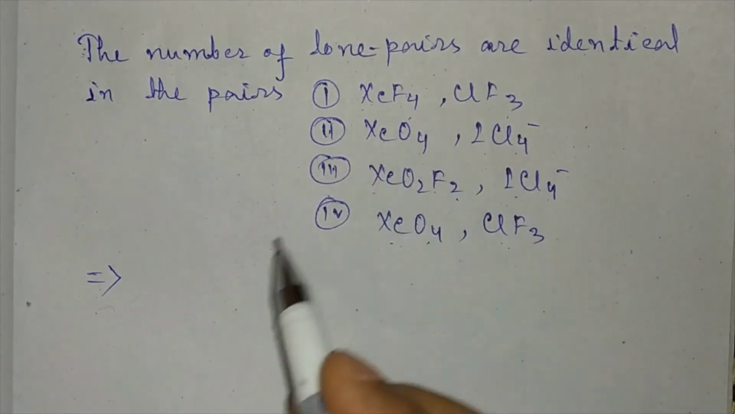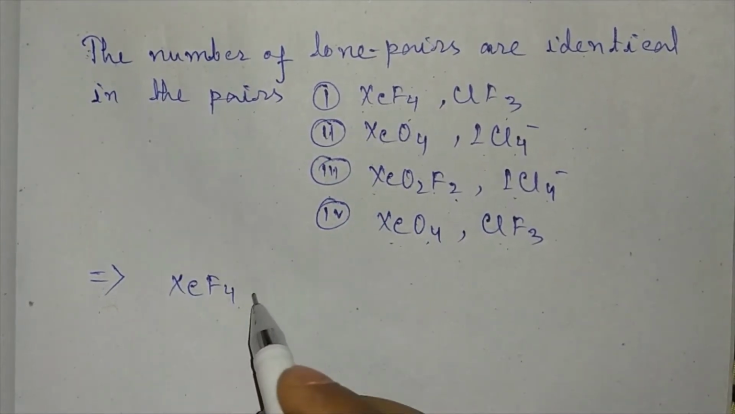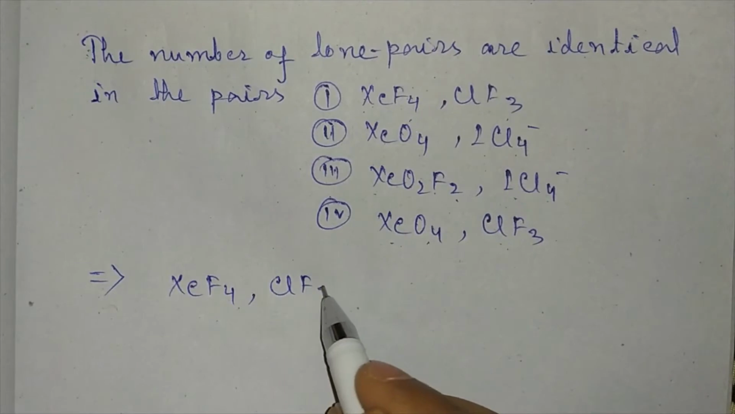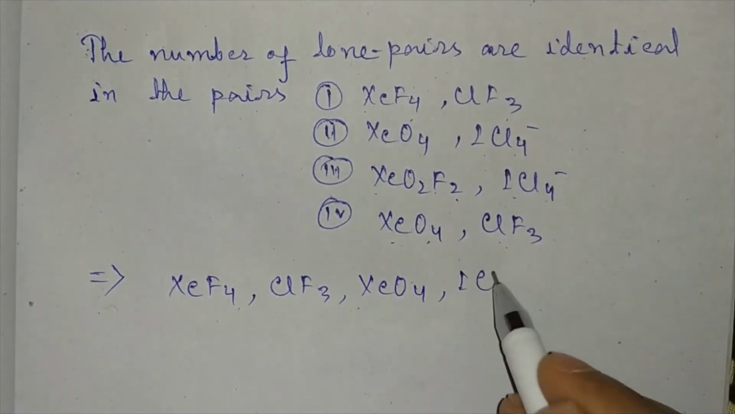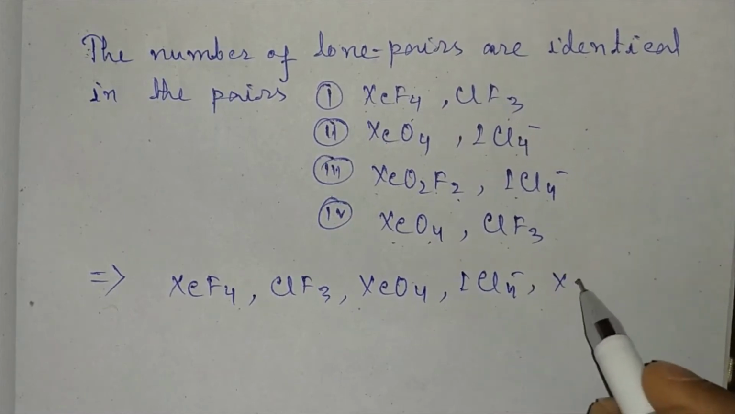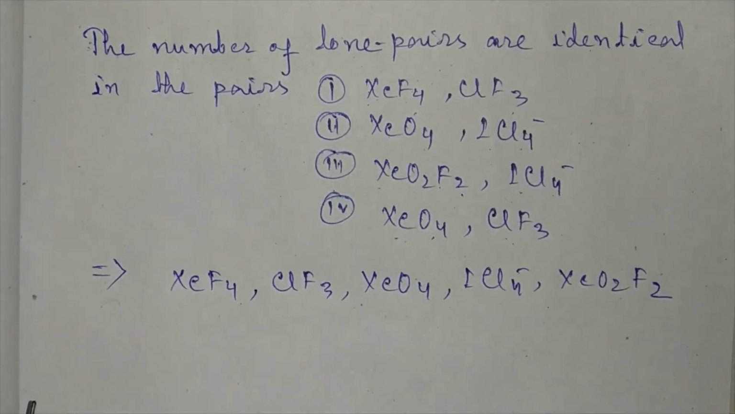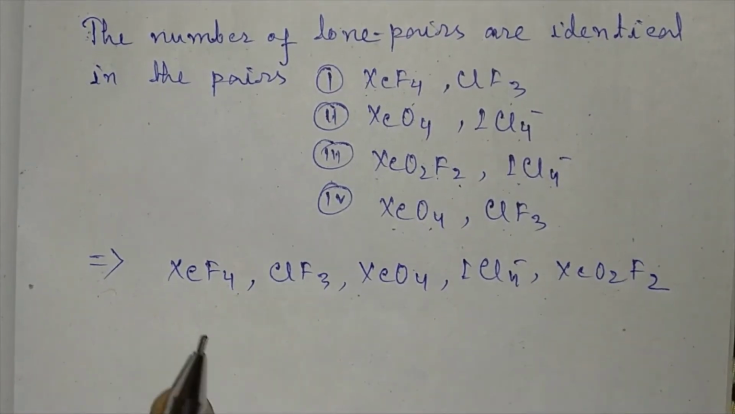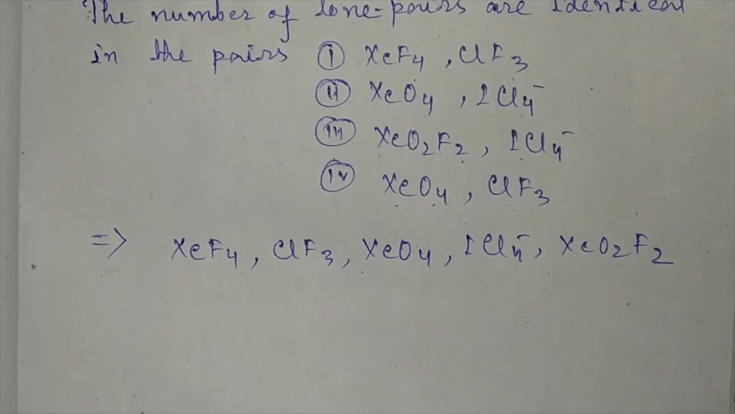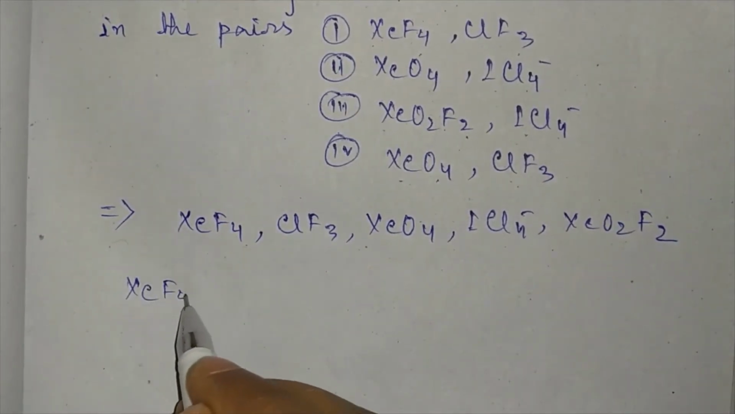So here there are 5 compounds, that is XeF4, ClF3, XeO4, ICl4 minus, XeO2F2. So we will determine the structure of these compounds following VSEPR theory. So first, XeF4.